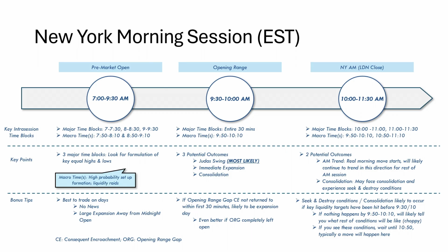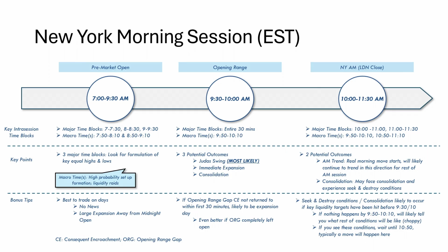So if price by 10 a.m. is starting to make bullish price action and it's starting to trail higher, it's likely to continue to trail higher until around 11 to 11:30, right? And that's why that 10 to 11 and 11:30 is very important. Because 10 to 11 is likely where we're going to see that AM trend kick off. And then by 11 o'clock, you'll typically see some consolidation or a reversal of that move.